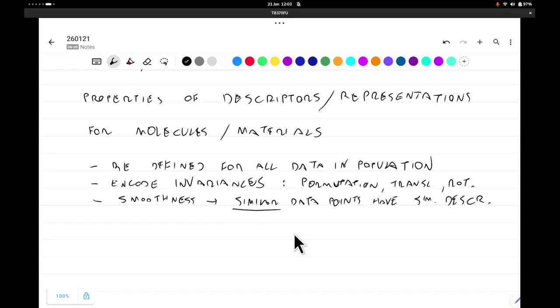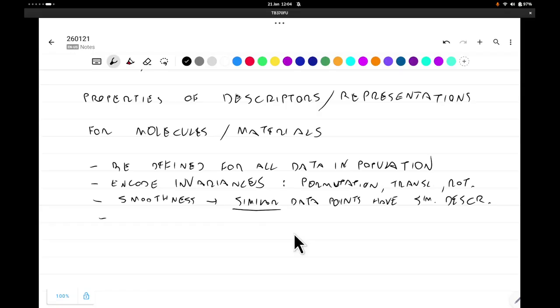So if we are doing some classification, we want two data points, two materials, two molecules, with the same classification to be close. If we are evaluating forces, it will be really the coordinate displacement of the atoms: if you change it a little bit, the forces will change only a little bit. Therefore, the representation should change only a little bit.